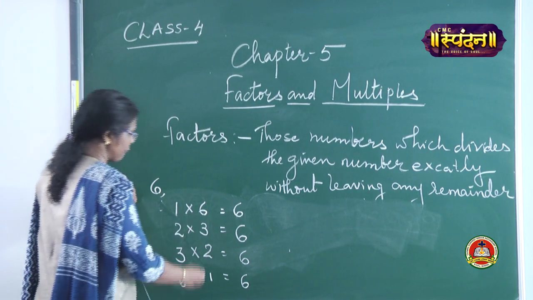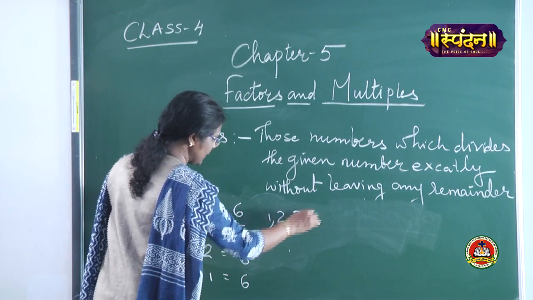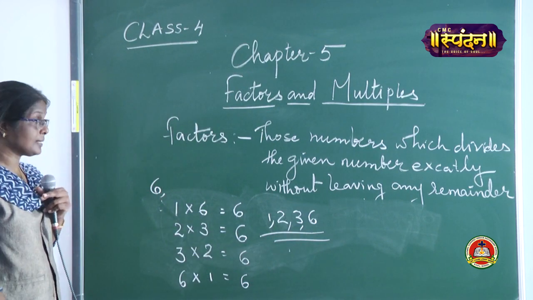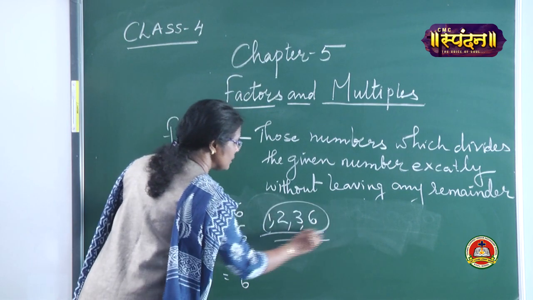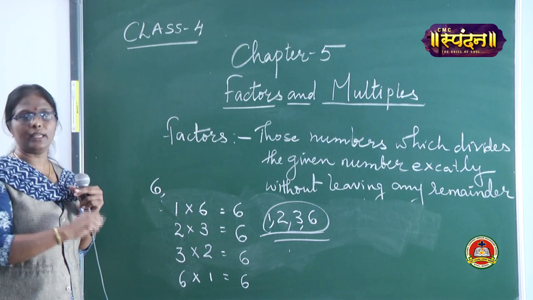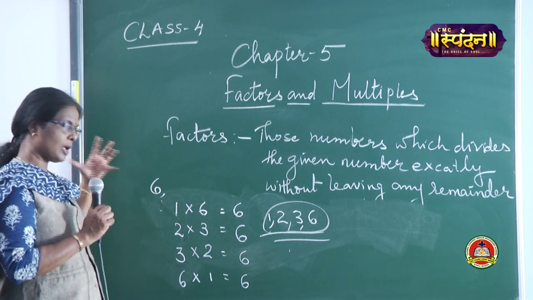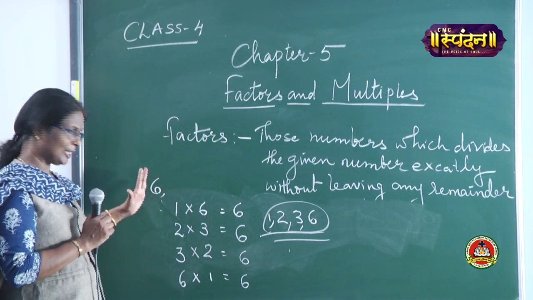So here the factors of 6 are 1, 2, 3 and 6. So these are the factors. That means these numbers divide the number 6 exactly without leaving any remainder. You have seen, if I am making a bunch of 1 flower, I got 6 bunches, it is equally divided.